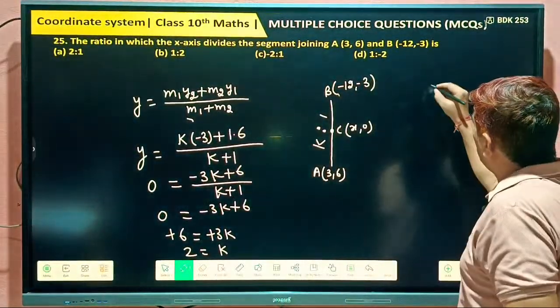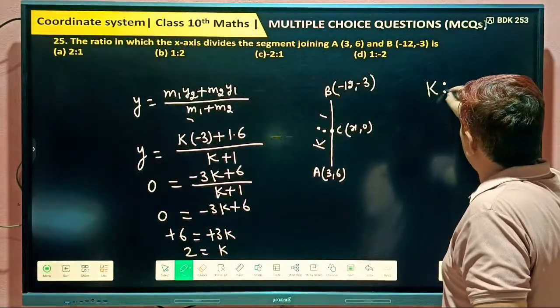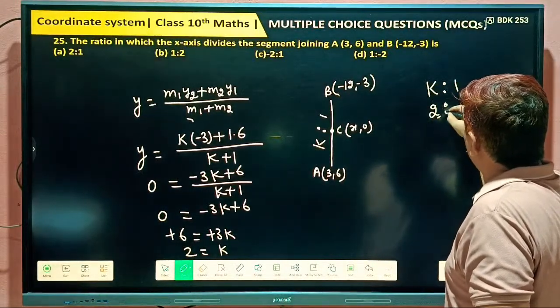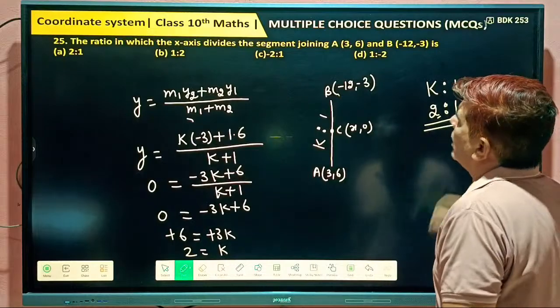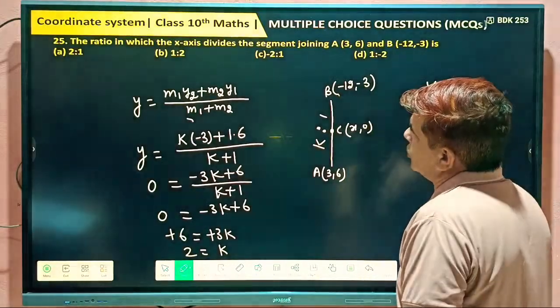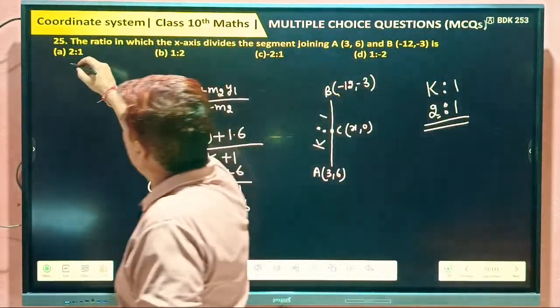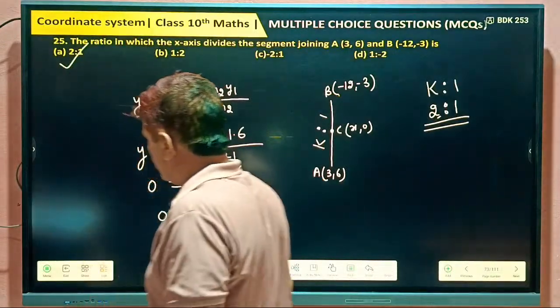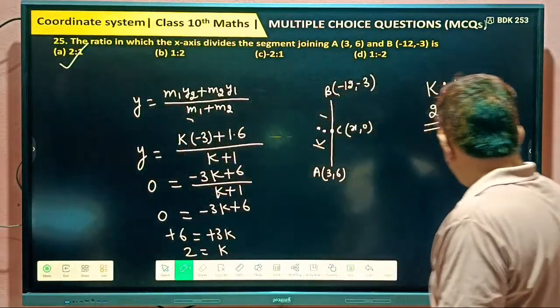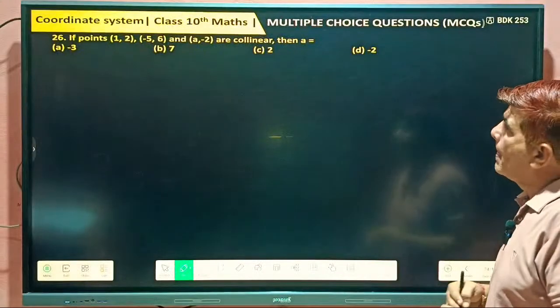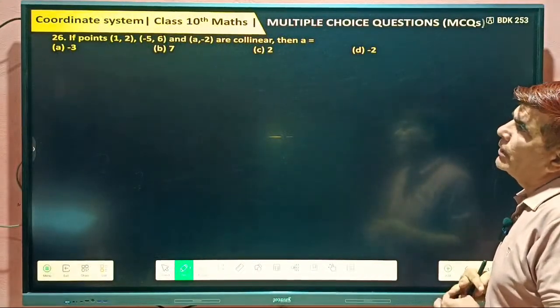What's the value of k? 2. So the ratio is k raised to 1, meaning 2 raised to 1 is your answer. Anywhere, 2 raised to 1. Yes, this is your answer. Good. Simple one.